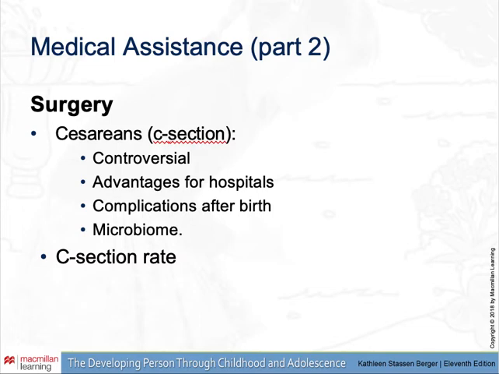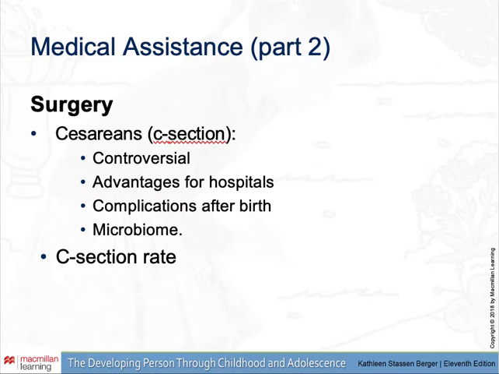Sometimes medical assistance comes in the form of surgery, a cesarean or C-section specifically. A cesarean section or C-section is a surgical birth in which incisions through the mother's abdomen and uterus allow the fetus to be removed quickly instead of being delivered through the vagina. C-sections are controversial. They vary by rates and reasons for use.